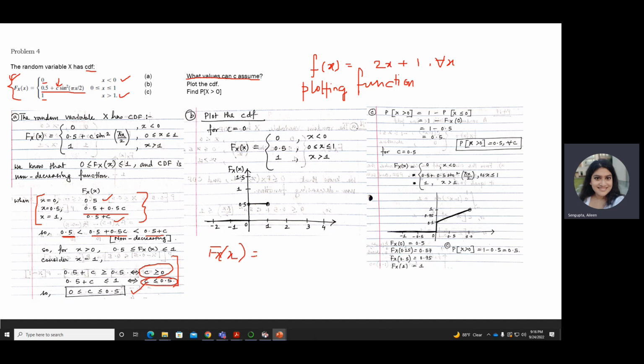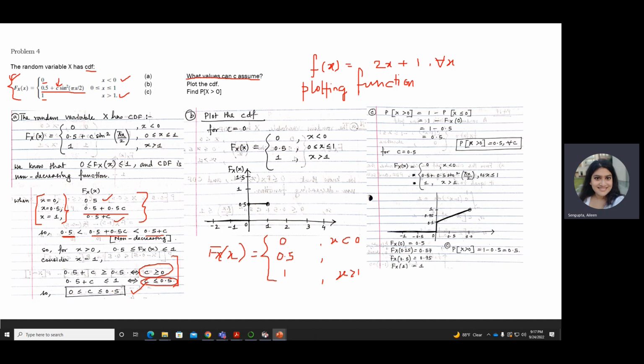So Fx of x is basically right now either 0, right? If you follow this specific range, and then you have 0.5, and then you have 1, right, for these ranges. If x is less than 0, well, it's already 0, we know that. And if x is greater than 1, we already know that this is 1, right? So left is 0.5. Why is it 0.5 though?